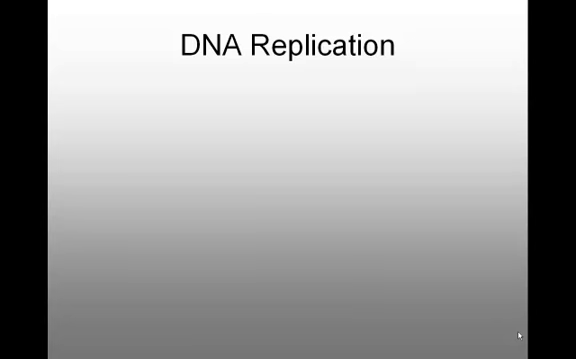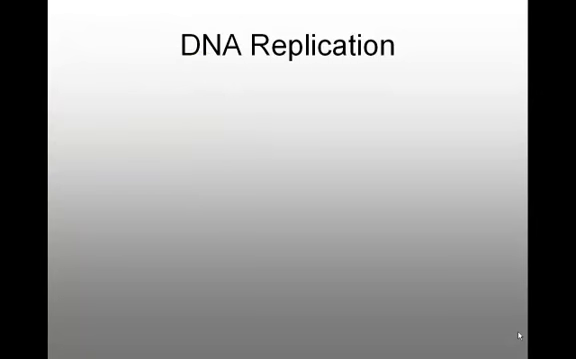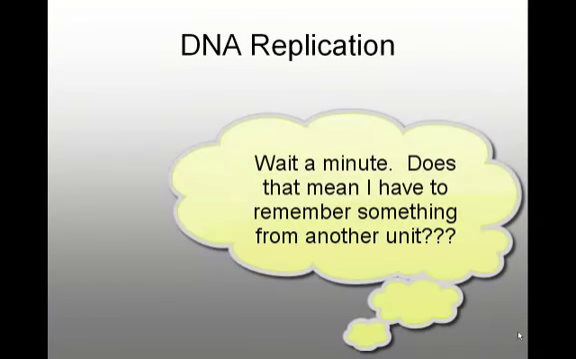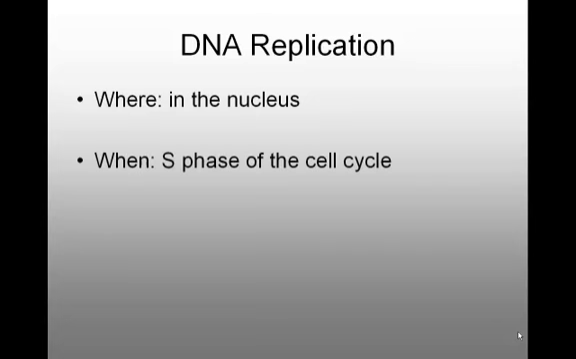Hello. We're going to talk about how DNA replicates. Now, we did talk about it a little bit before when we talked about the cell cycle because DNA replication actually occurs during the cell cycle. So now you're actually going to learn about how it really happens. It occurs in the nucleus of a cell because that's where the DNA is. It happens during the S phase of the cell cycle.